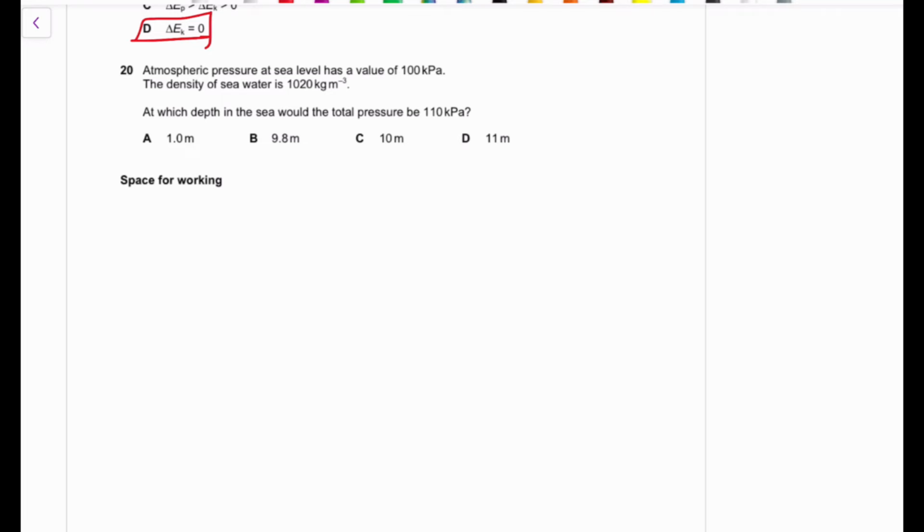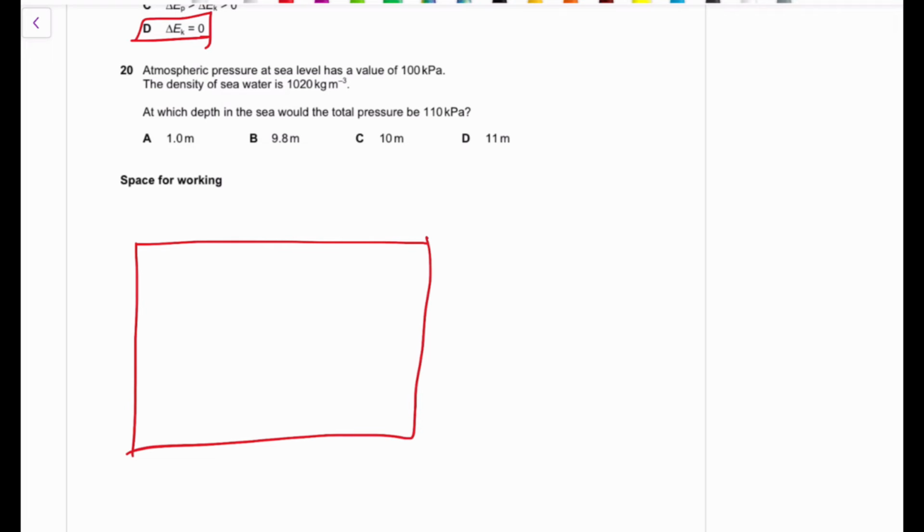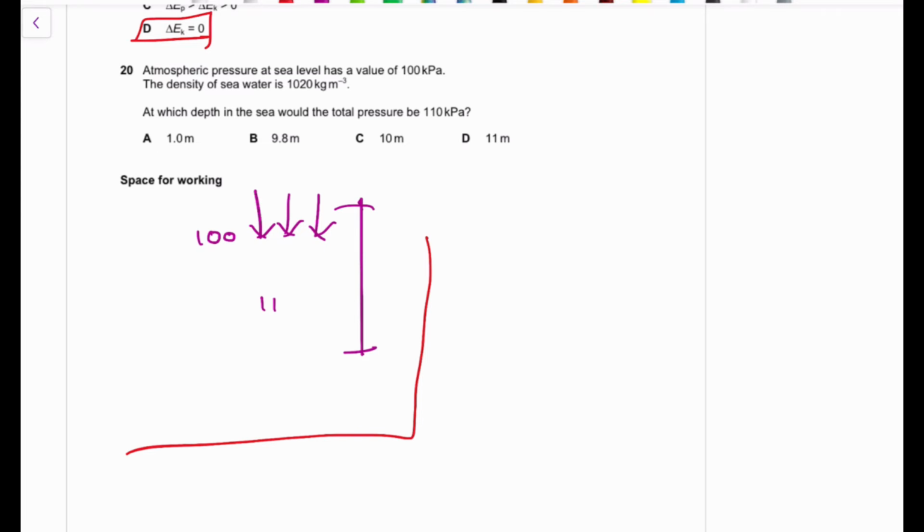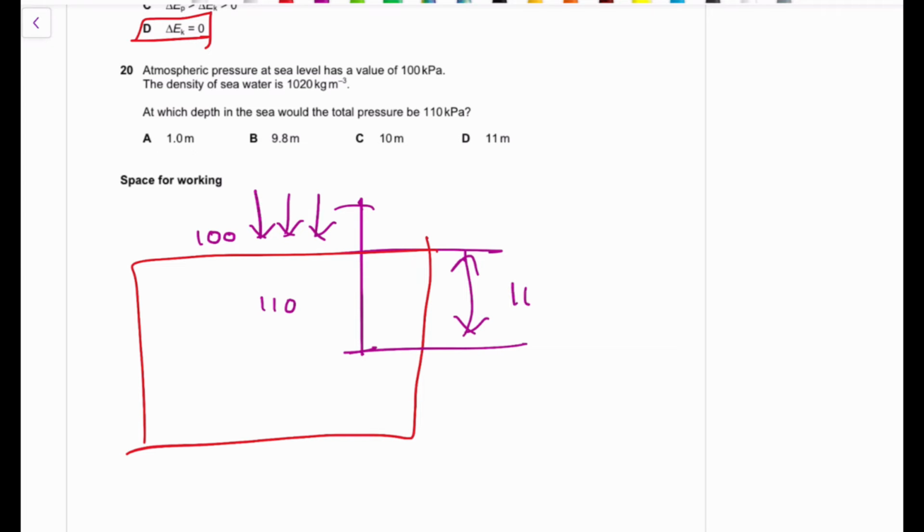So basically, that is our sea, something like this. The pressure here is going to be 110. The pressure here is going to be 100. So if we have a specific point where the pressure is going to be 110, you probably know what this means. It means that the difference in the pressure is literally going to be 10 kilopascals.